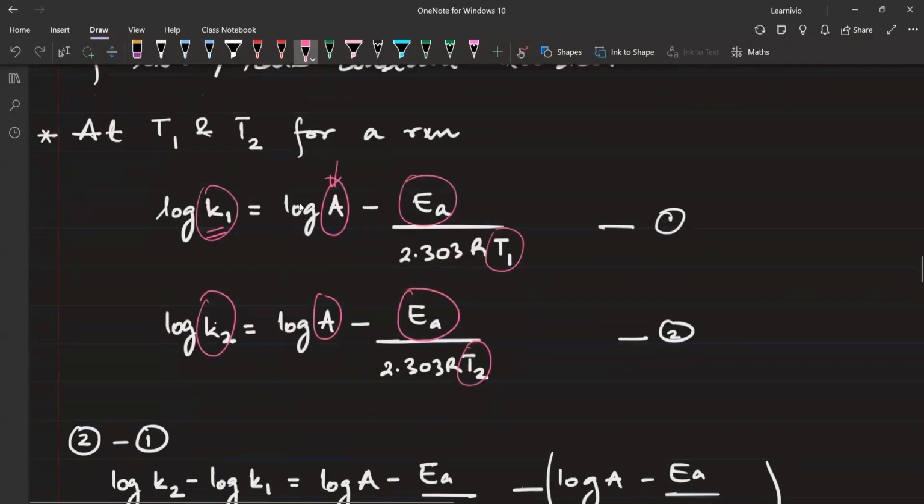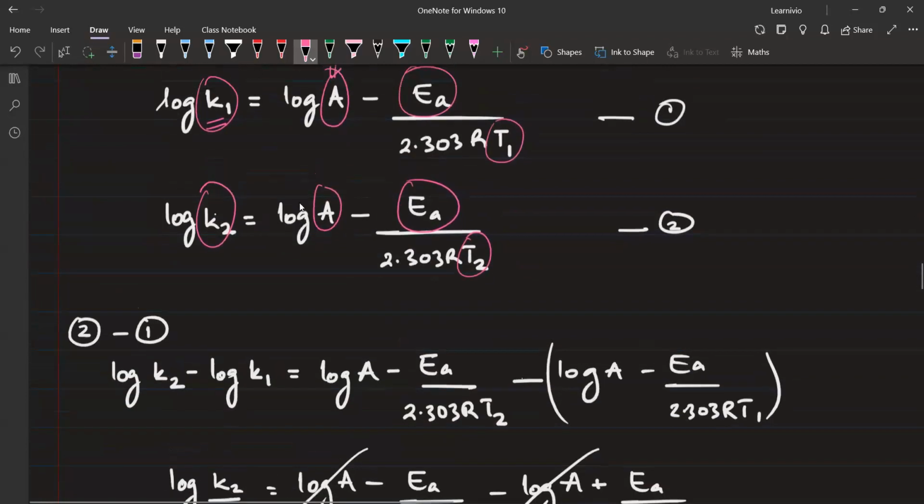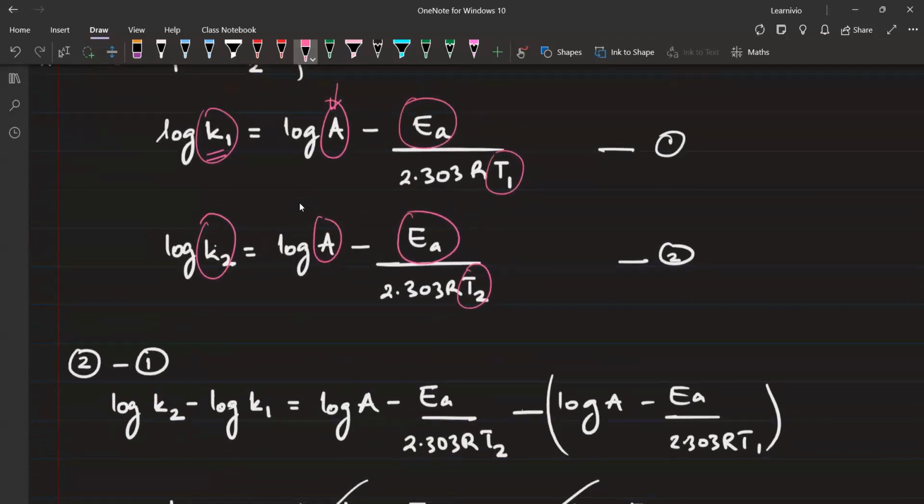Now, once we have got these two, we will do 2 minus 1. जब आप 2 minus 1 करेंगे, ध्यान से देखते हैं, log K2 minus log K1, this is pretty much easy. Now, this whole thing is equal to the second expression: log A minus Ea upon 2.303 R T2, minus log A minus Ea upon 2.303 R T1. So we have done equation 2 minus equation 1.